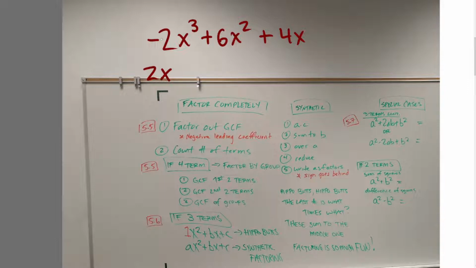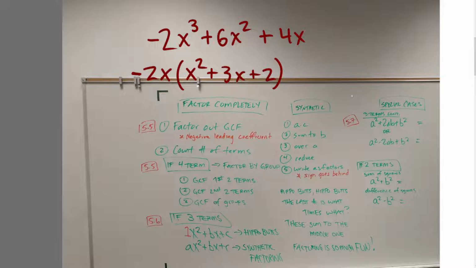One thing to keep in mind is that this is a negative 2x. We want our leading coefficient to be positive. Our leading coefficient is the variable with the highest exponent. We're going to factor out a negative 2x, so it will make this positive. So now we have negative 2x times x squared plus 3x plus 2. And this would be our factored out greatest common factor.